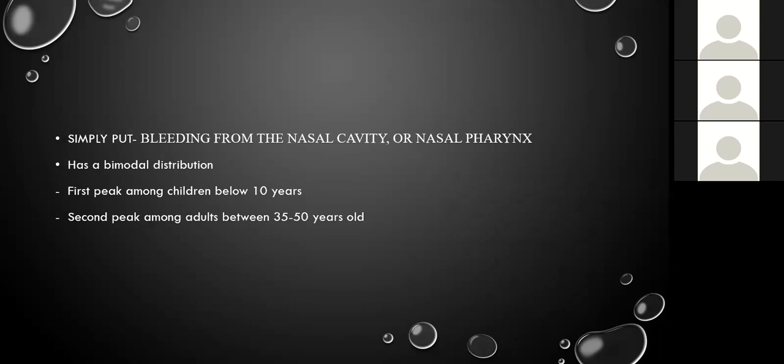Putting it simply, epistaxis is basically bleeding from the nasal cavity. It could be either from the nasal cavity or the nasopharynx. It has a bimodal distribution where we have a first peak among children below 10 years, and then the second peak among adults who are between 35 to 50 years of age. Usually the first peak, below 10 years, is the highest, whereby 90% of people have had at least one episode before the age of 10 years old.